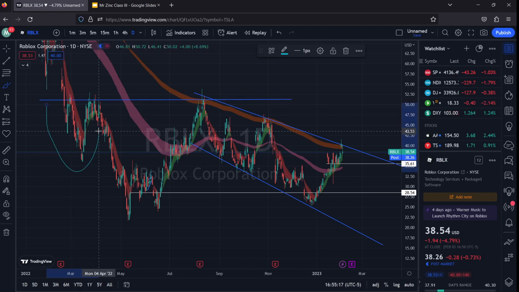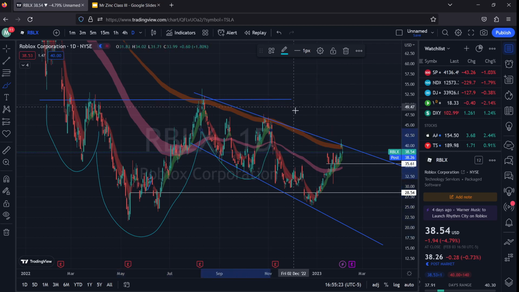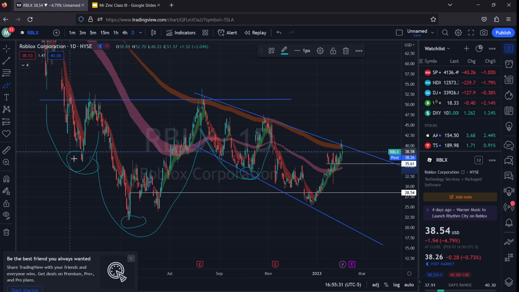You have your left shoulder, you have your head, and then you have your right shoulder that partially forms. It got rejected and then formed this broadening wedge. You don't want to be entering at these locations. You can. It's obviously going to be a lot riskier because you're trying to call the bottom of something that may or may not exist. So you always want to wait for that neckline break.